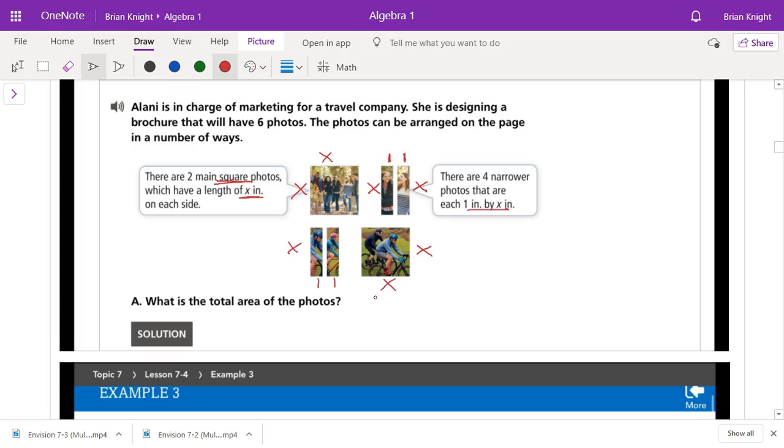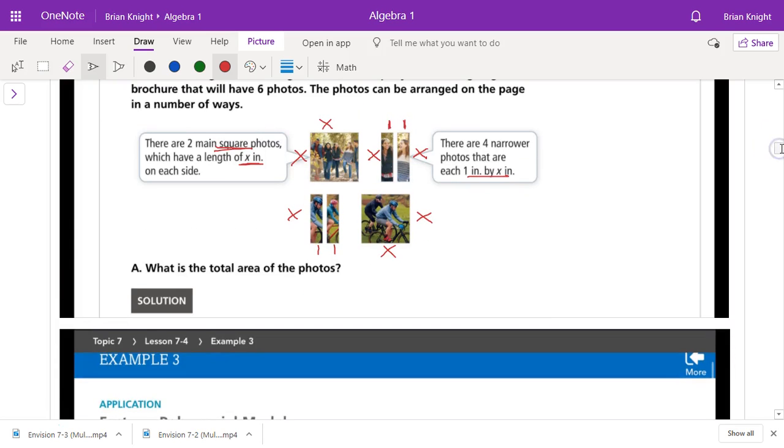Okay? It says, what is the total area of the photos? So, let's figure that out. What is this up here? If I combined all of this, what would that be? Not 2x, but x plus 2. 1 plus 1 is 2. So this is x plus 2. All right, and then going this way, that's what? 2x. That's 2x.